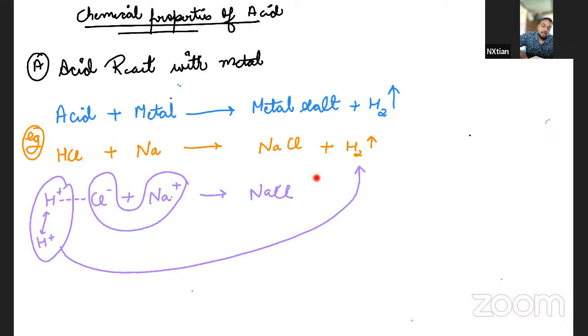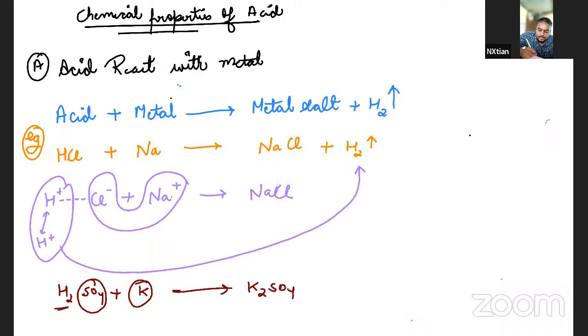So how will you remember all these equations? It's a trick. The trick is, if you take H2SO4 plus potassium, what will happen? This K and this SO4 make the formula K2SO4 plus H2 gas. Is it okay? The metal and the anion part will form a bond, and the H2 gas is released. Understood, guys? Yes or no? Who got it?